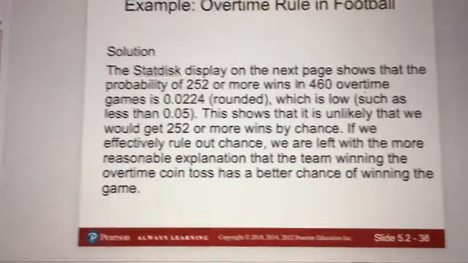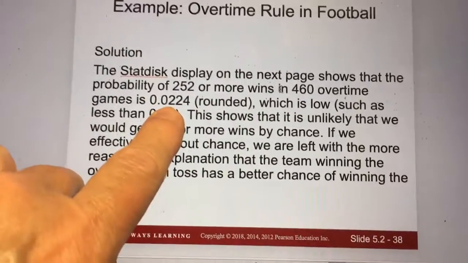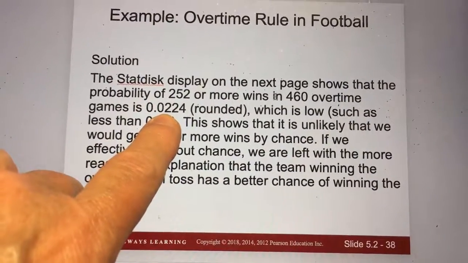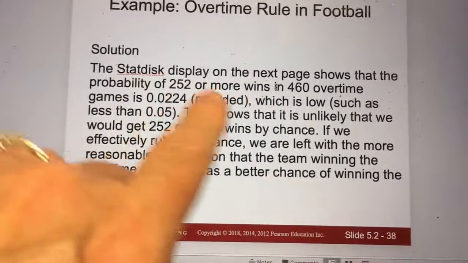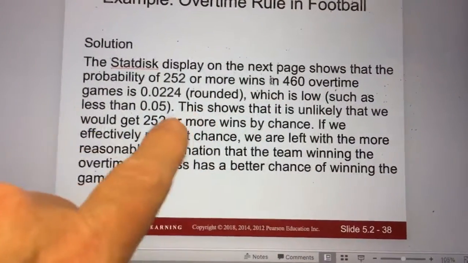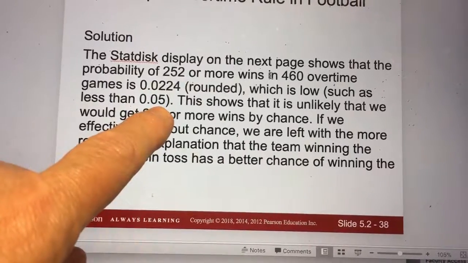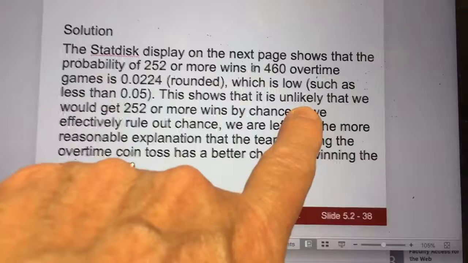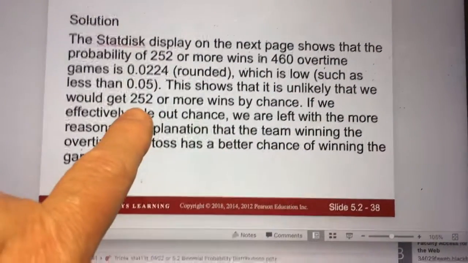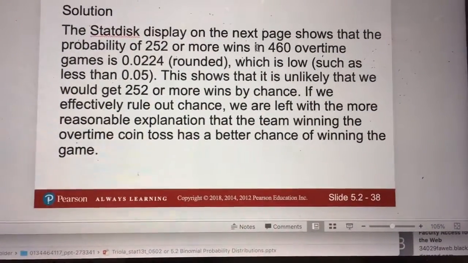Okay, so back here we had the probability 0.0224, which you just saw me get on the calculator. And it is low because it is less than that 5% that we were saying was our cutoff mark. This shows that it is unlikely that we would get it by chance. Okay, so we're going to say it's significant.